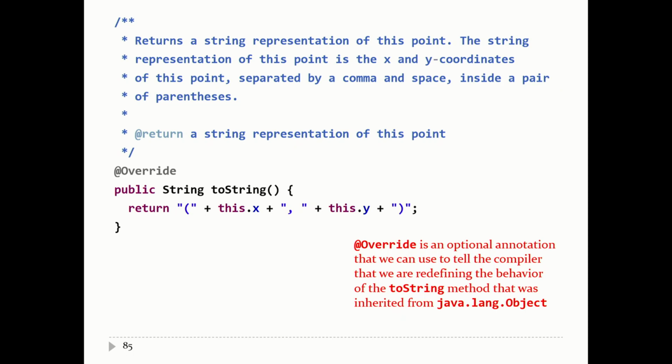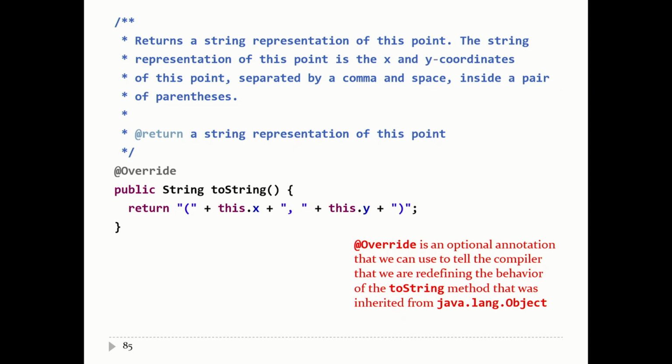So what does toString look like in Object? It looks like public String toString, with no arguments. How do I generate the string? Well, it's pretty easy. It's an opening round bracket, concatenated with the x coordinate, concatenated with a comma and space, concatenated with the y coordinate, and then concatenated with the closing round bracket. And that's it. It's normally relatively straightforward to produce a string representation of your object.